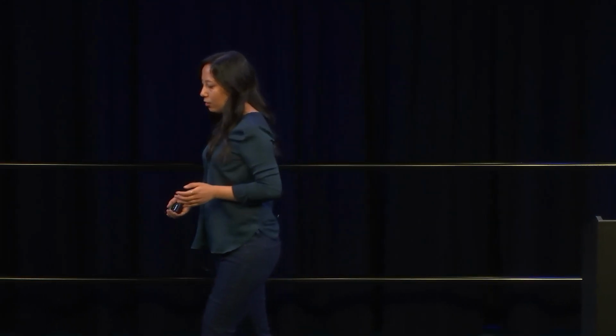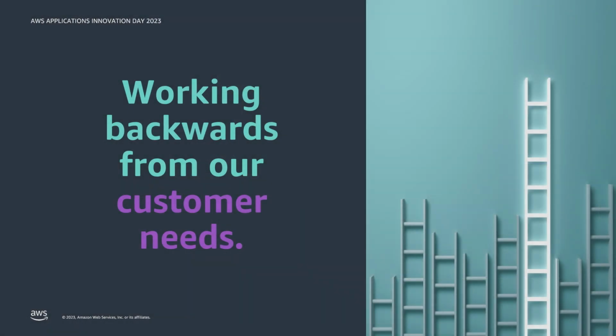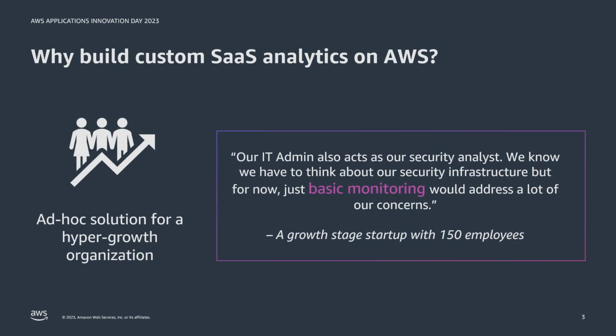So throughout the day, you've heard about how AppFabric empowers customers to improve their security posture using security tools like Splunk. However, here in AWS, we understand that every customer is unique and that a single solution may not apply to everyone. So why build analytics on top of SaaS data in AWS? One reason could be that your company is growing quickly and you are still in the early stages of figuring out what your security infrastructure is going to look like.